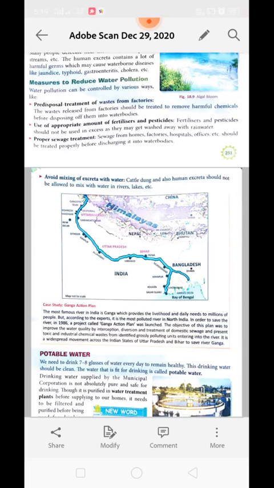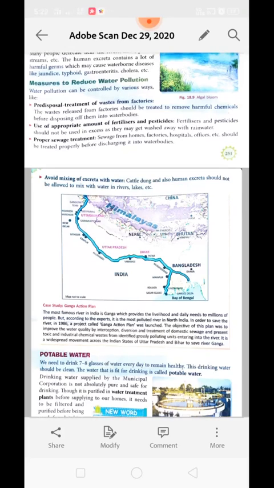The waste which is released from the factory should be treated to remove harmful chemicals before disposing of them into the water bodies. Means before we are passing them to the water body, what we should do? We should remove all the waste material, chemical substances which are harmful in nature even for the aquatic organisms and for us.